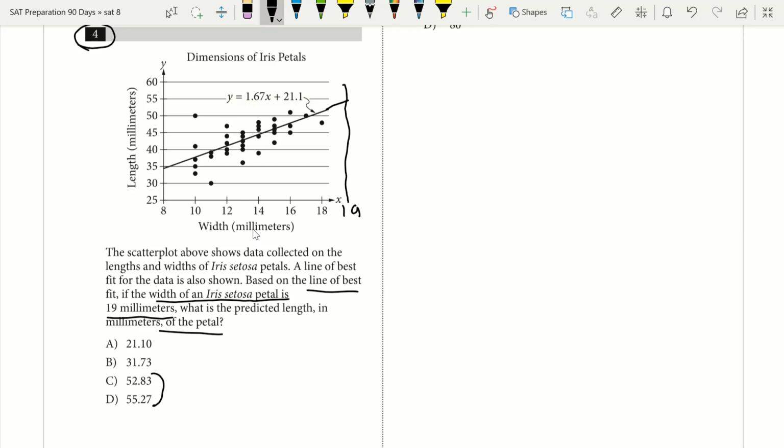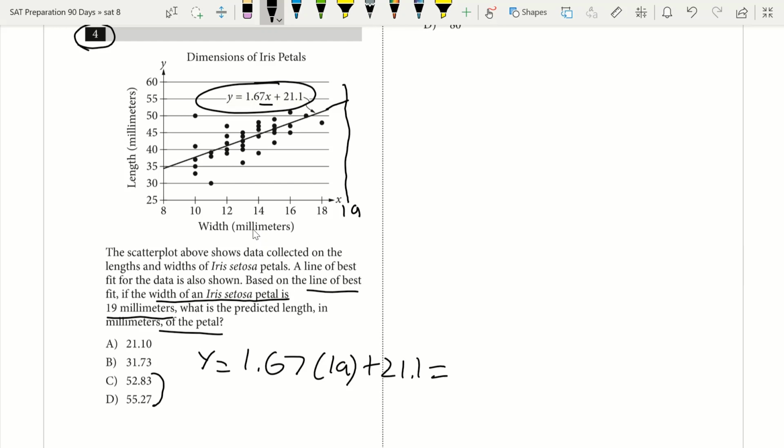close, what we'd want to do then is take this equation for the line of best fit and plug in for x, right? So say that you have bad vision or you can't really tell based on where 19 would be, but you want to be sure in your answer. Then you want to take that equation and plug in 19 for x. So you do y equals 1.67 times 19 and then plus 21.1.